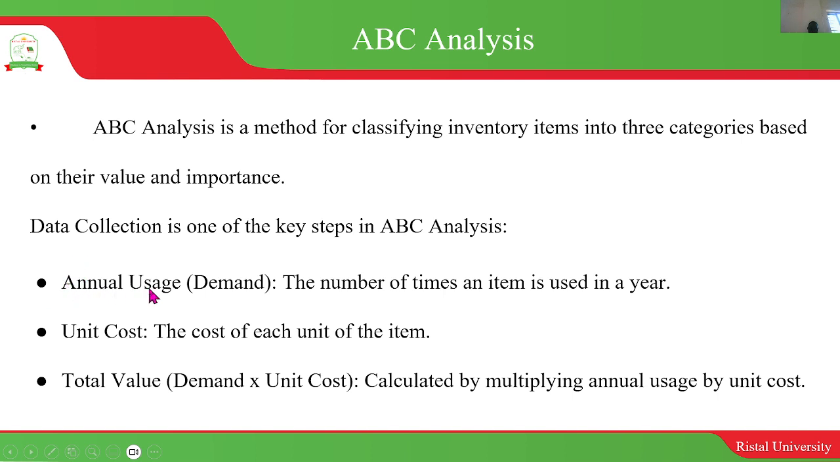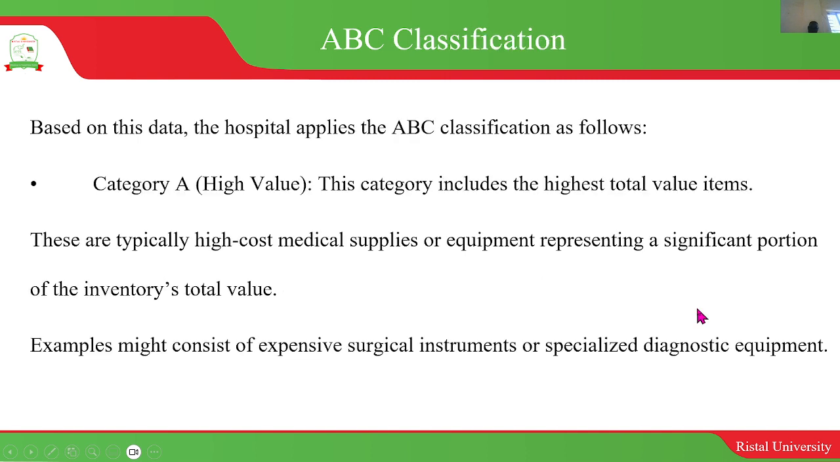We said annual usage demand is the number of times an item is used in a year. Unit cost is the cost of each unit item, and then the total value is the demand times the unit cost, calculated by multiplying the annual usage by the unit cost. Based on this data, the hospital applies the ABC classification as follows. Category A is high value goods. This category includes the highest total value items, and they are typically high cost medical supplies or equipment representing a significant portion of the inventory's total value.